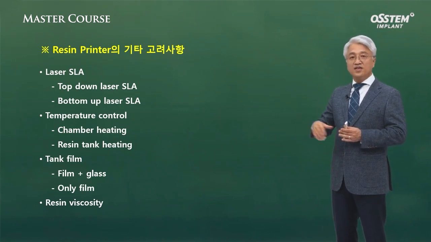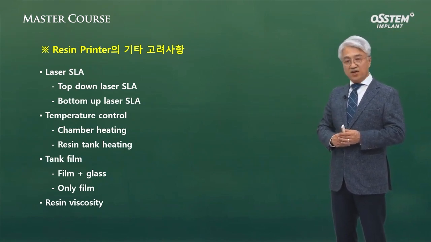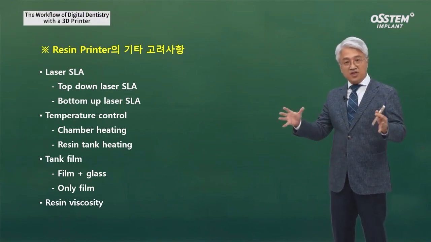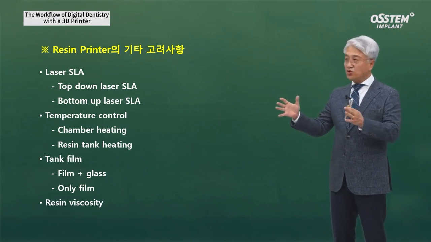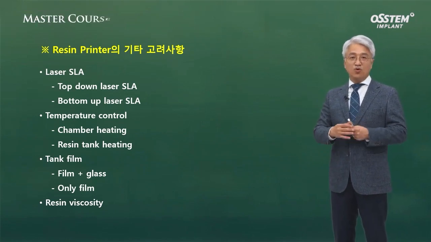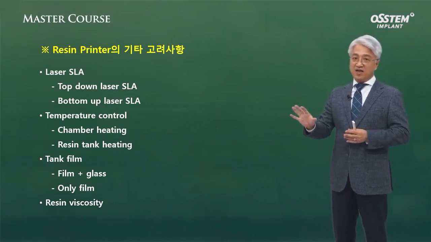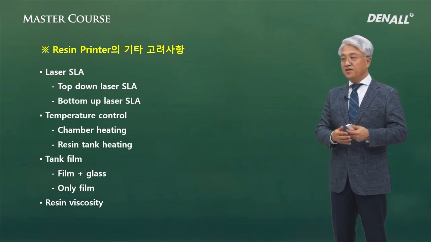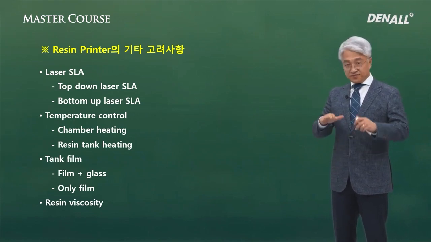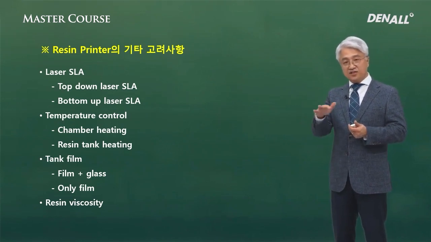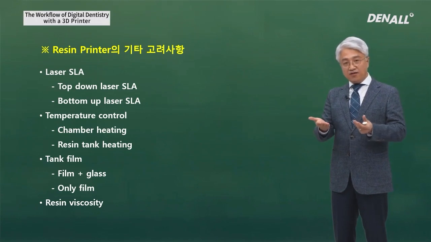3D printer and resin are very temperature sensitive. You need to consider whether it requires chamber heating or resin tank heating, and choose the right machine for your clinic's environment or the lab environment. In terms of precision, film affects precision. The way the light passes through, the method that you choose may require just a film or film and glass. You need to consider that.